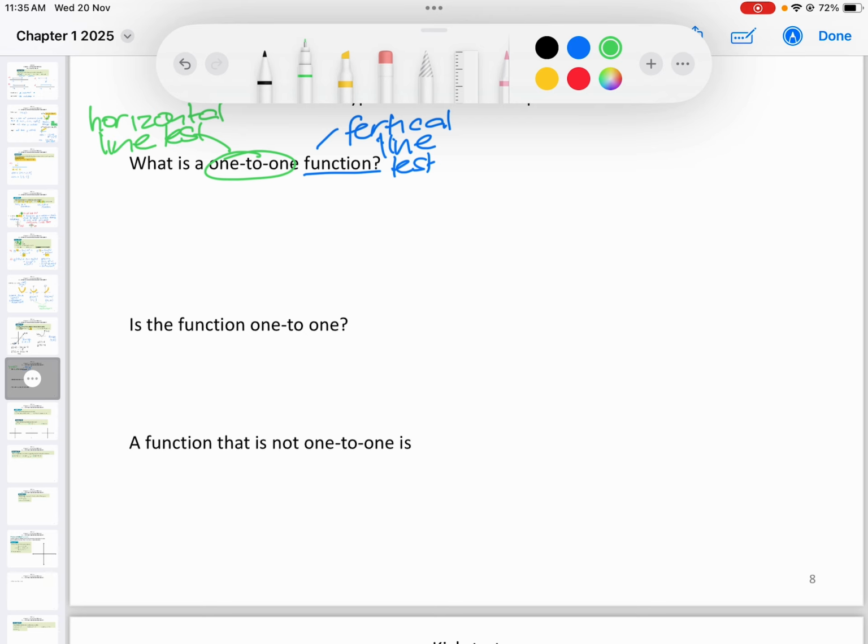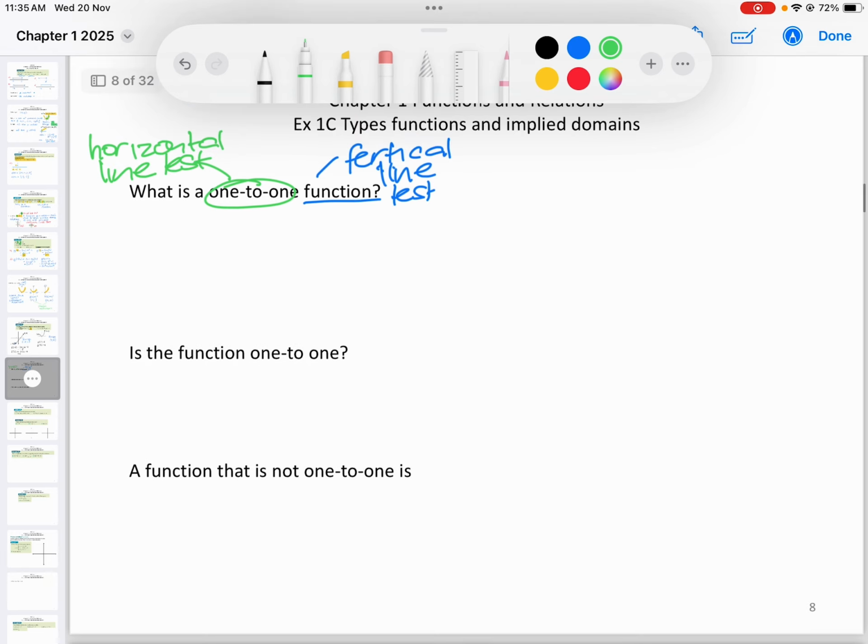So if you get confused, I remember that function is vertical, and the horizontal line, if I think one-to-one, I might write that as one-to-one. That looks a bit like an H, doesn't it? So we do the horizontal line test. So what does it mean? For a one-to-one function, we say that different X values map to different Y values.